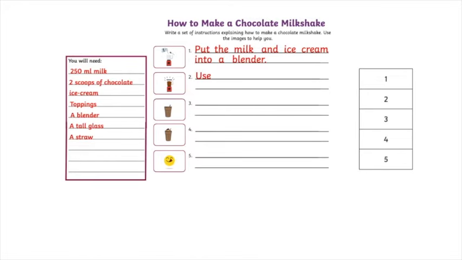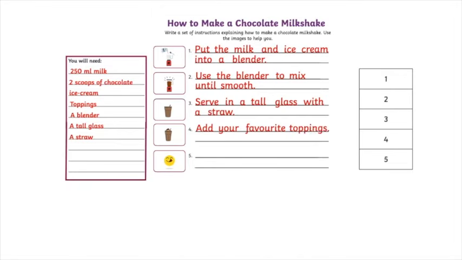2. Use the blender to mix until smooth. 3. Serve in a tall glass with a straw. 4. Add your favorite toppings.